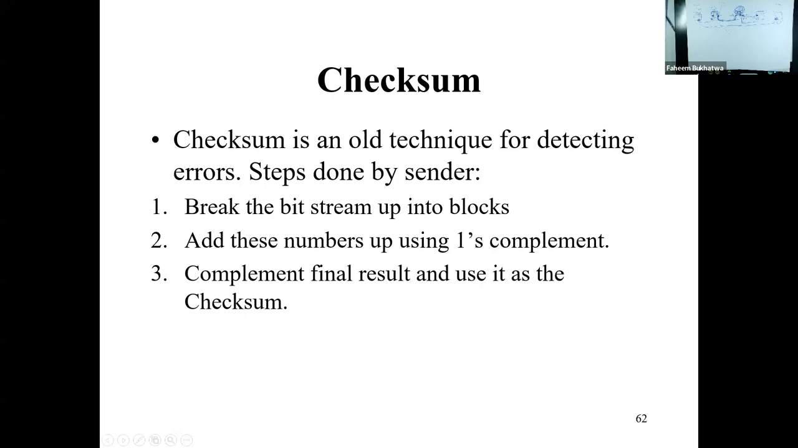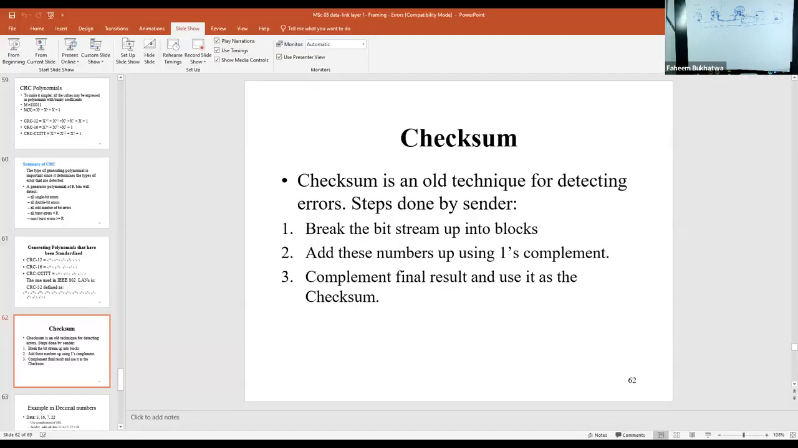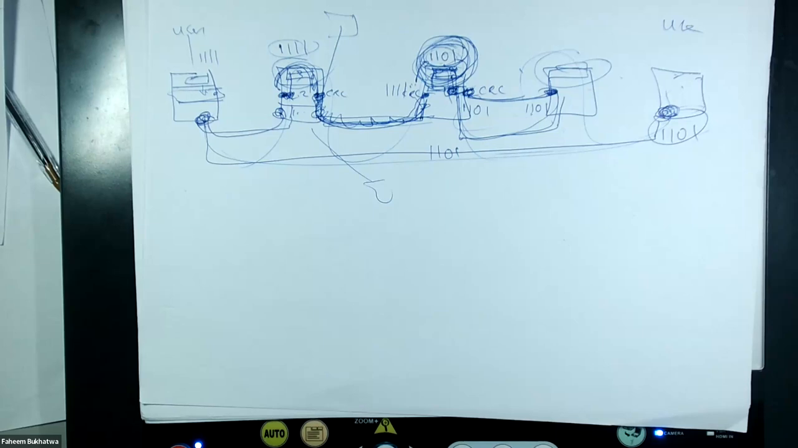Just x to the power of 4 plus 1. That's the polynomial generator. Convert that into binary. X to the power of 4 plus 1. You convert that into a CRC generator. 10001. Yeah. Okay. Let me check the attendance, please.